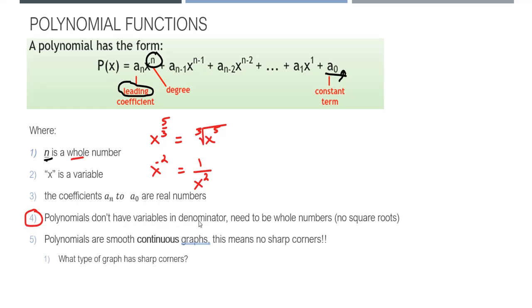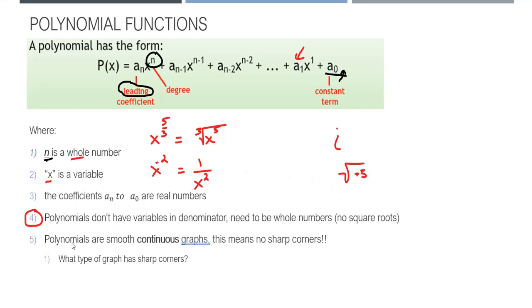Polynomials don't have variables in the denominator. They need to be whole numbers, so no square roots either. So here we would see that our variable is in the denominator, so that one's not going to be a polynomial. X is a variable, so that could be y, it could be z. The coefficients a to n, a to 0, well, those are real numbers. Now that's pretty open. It just means we can't have the letter i in there, or we can't have like the square root of -3, because it's not possible to square root -3.